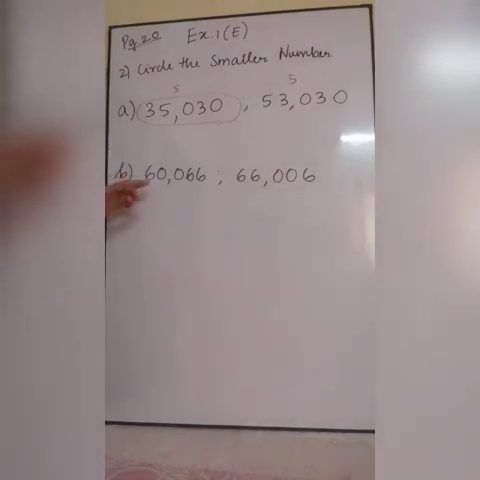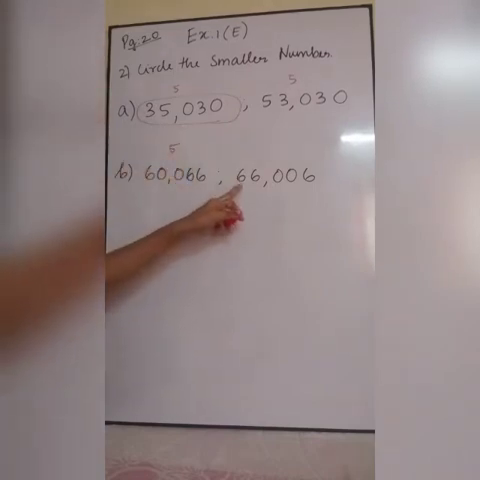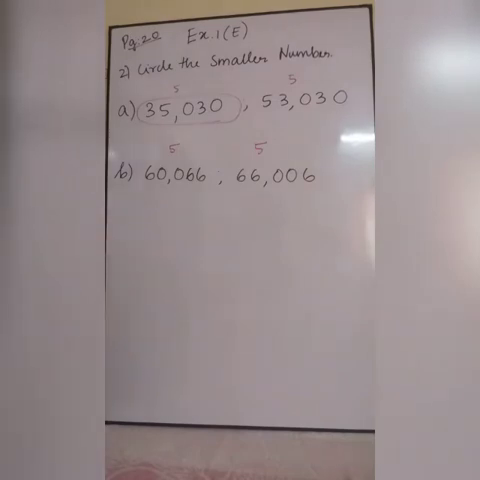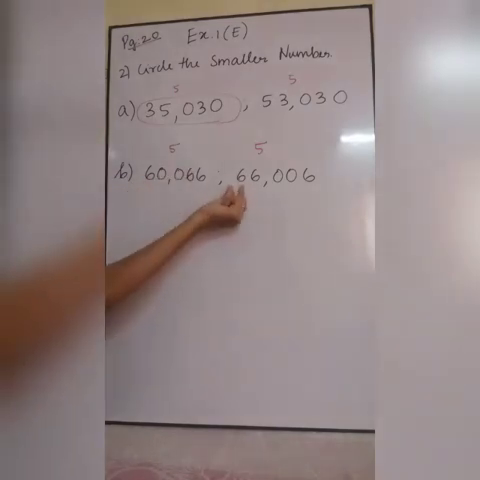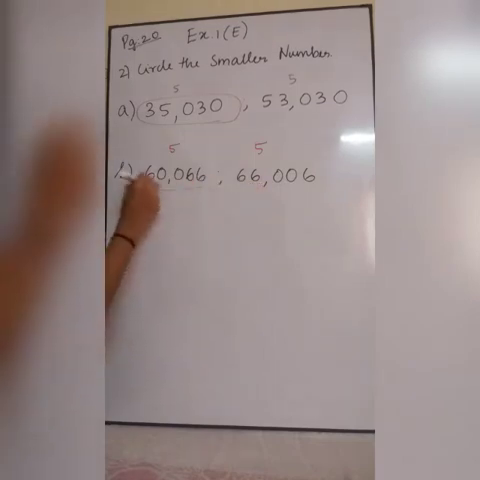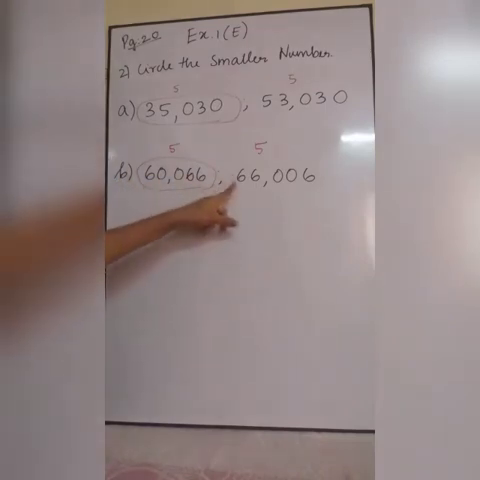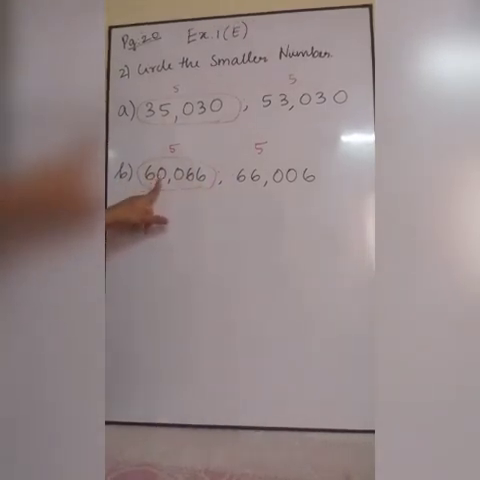Next, 1 2 3 4 5. 1 2 3 4 5. So both have the same number of digits, right? So how can you compare? You can compare by starting with the first digit. 6 6. Both are same. 0 6. 0 is smaller. So this number is smaller than that number. Since the first digits are same, I go to the second digit. 0 6. 0 is smaller, so I have circled it. Your C and D questions are your homework, children.